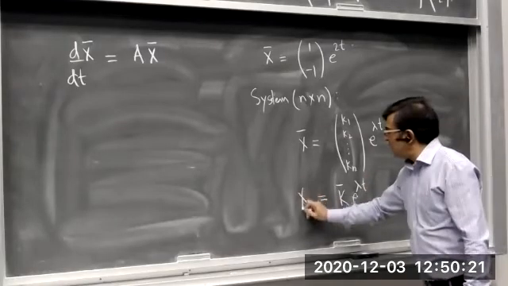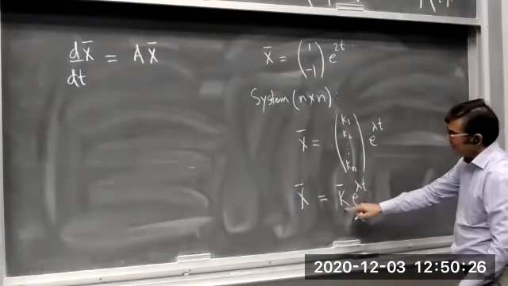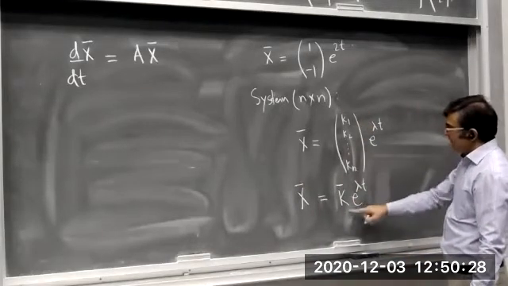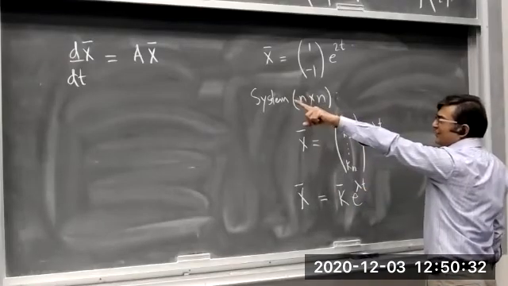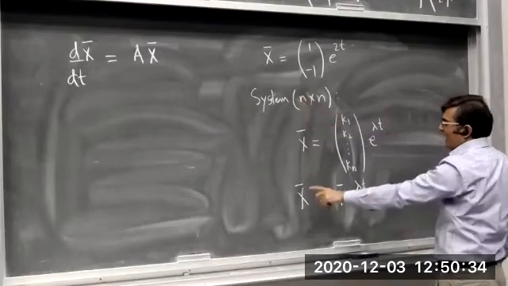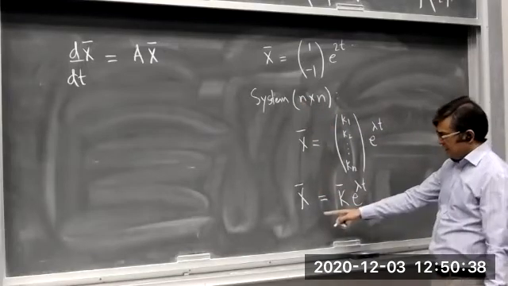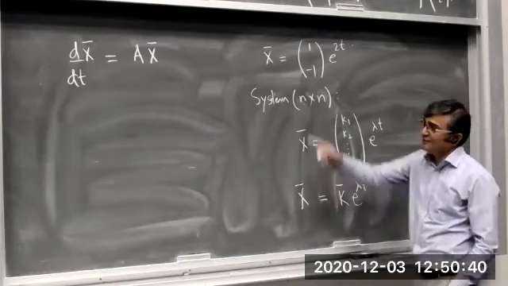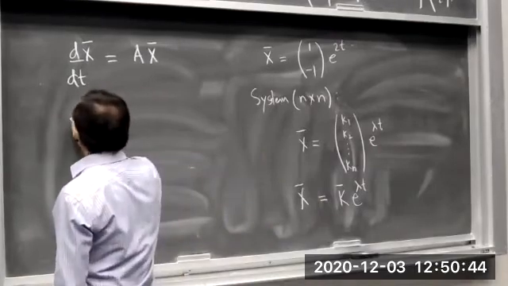So this is x vector, which is equal to what? K vector, where k vector is this vector, times e raised to the power lambda t. If we assume that this homogeneous linear system with constant coefficients has this kind of solution, then it must satisfy that system. So if we put it here, what do we obtain?